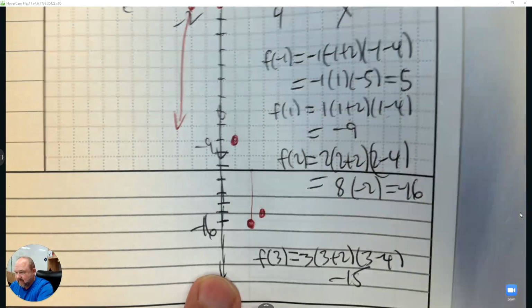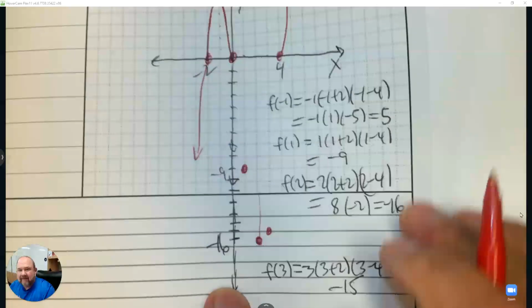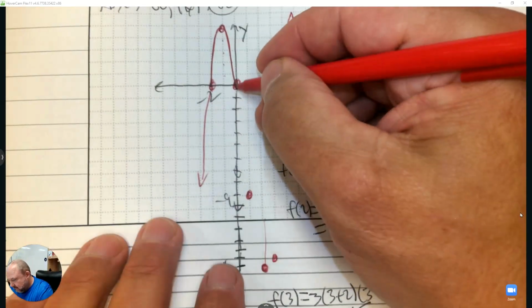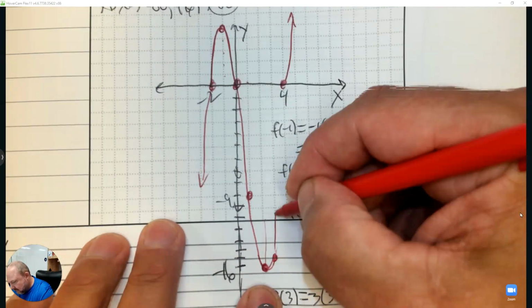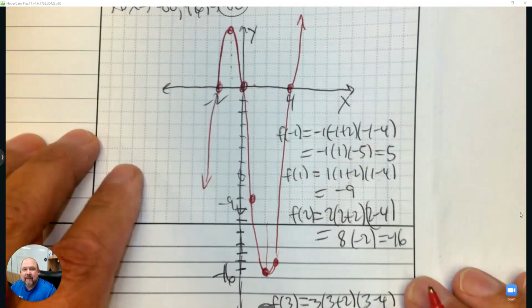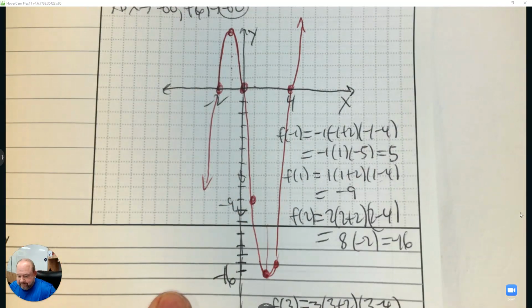All right, we got this. Let me expand. It's all good. So all the way down. Turn all the way up. And then you have your graph.